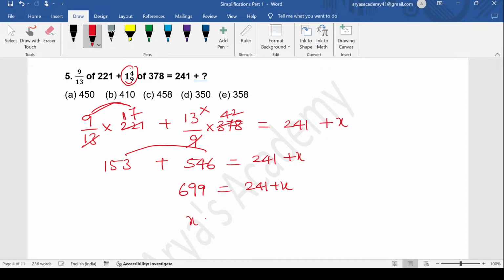If you want to find out x, obviously you have to subtract 241 from 699. 9 minus 1 is 8. 9 minus 4 is 5. 6 minus 2 is 4. So the answer becomes 458. This is a very simple question, just based on multiplication and addition. So the correct answer for this question is 458.